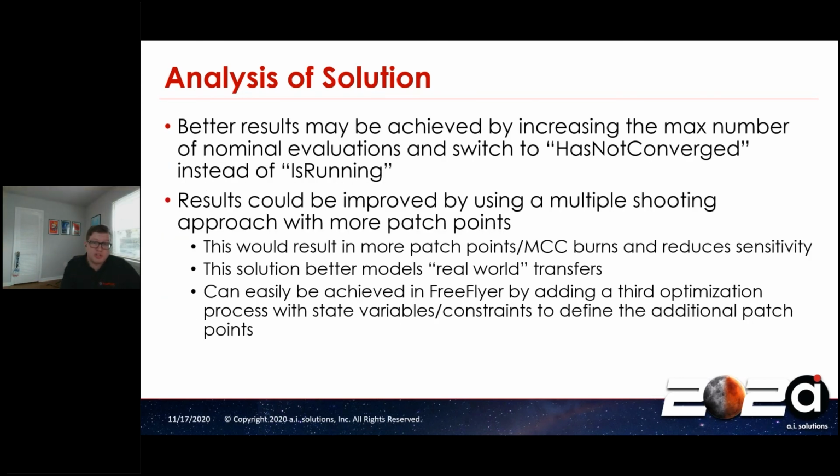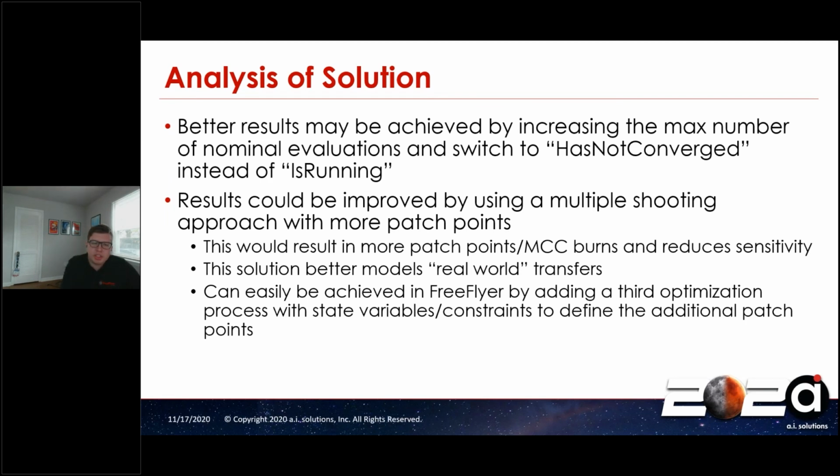One possibility is, of course, just increase the max number of nominal evaluations and switch to a "has not converged" rather than "is running." Part of why I didn't do that is it already took quite a while to run this mission plan using 4,000 iterations, and I wasn't seeing any change in the solution anyways. But if you had the time and you had the compute power, go ahead and up that number and change it. Maybe you'll get a better solution. Maybe the optimizer will get there eventually.